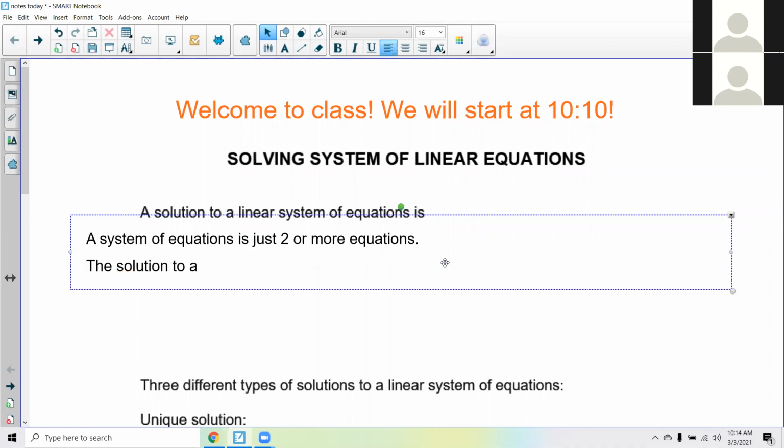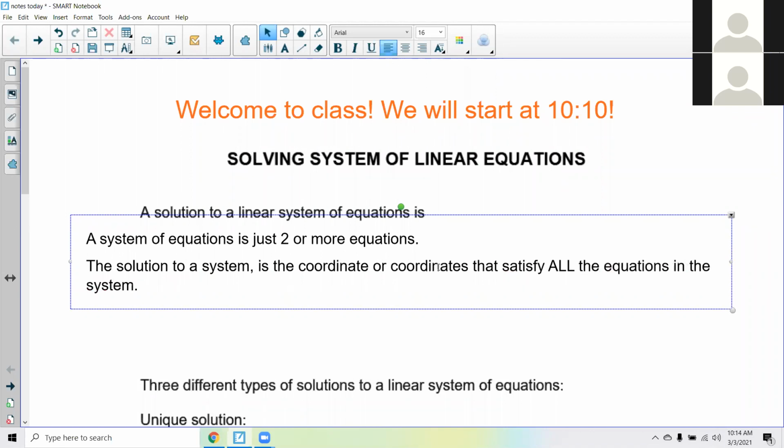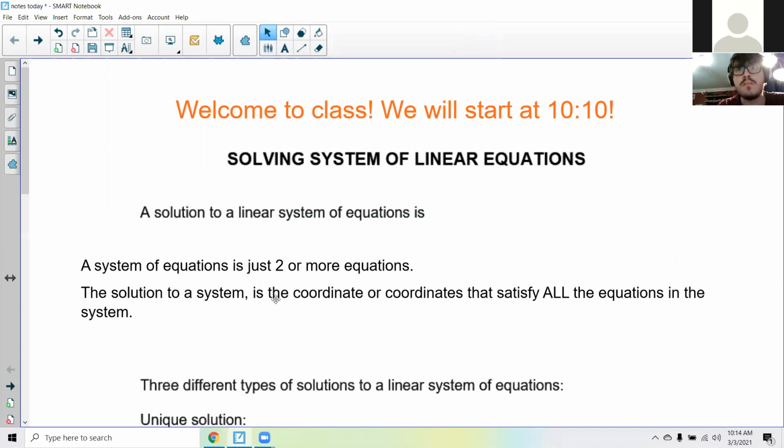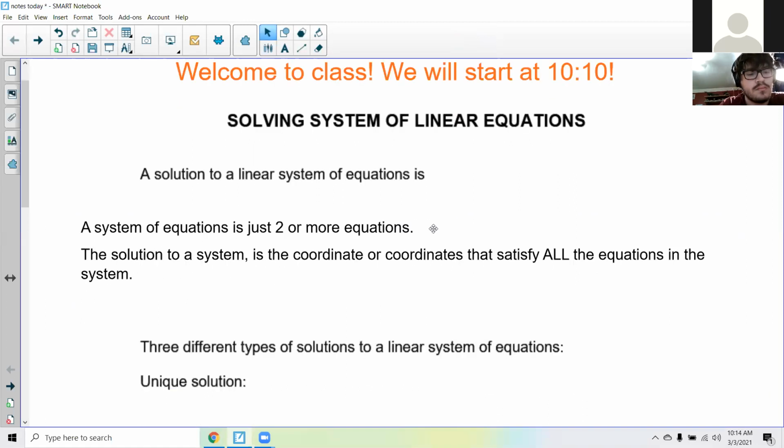The solution to a system is the coordinate, or coordinates, that satisfy all the equations in the system. All right. So there are 3 possibilities that we're going to deal with in this class.